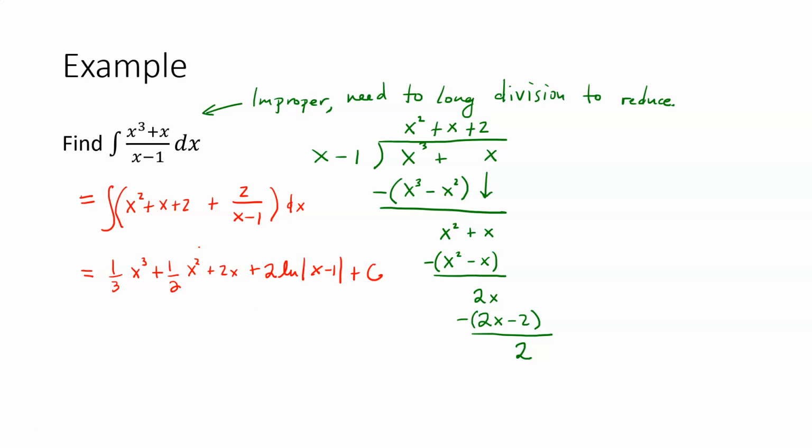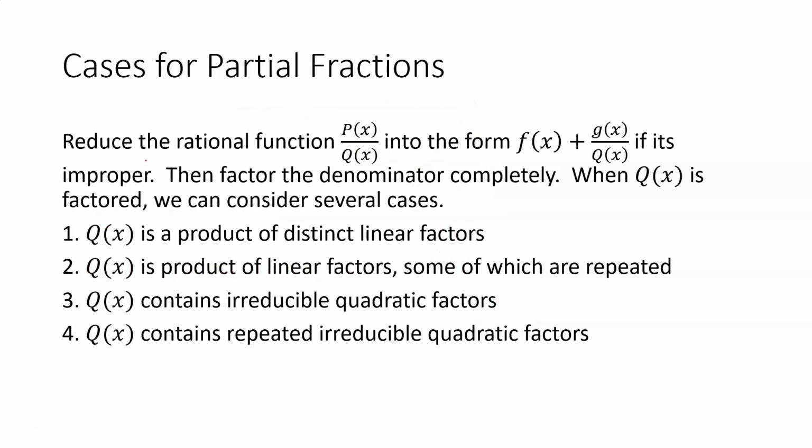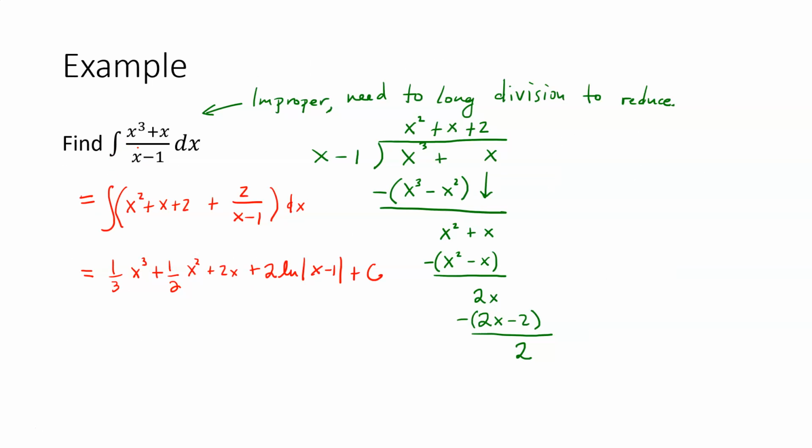Okay. So you see that once it was in this form, once it was in this form where we divided, then we were able to integrate it one term at a time, because here the remainder term that we got is now a proper rational function, and it's in a form where we can integrate.